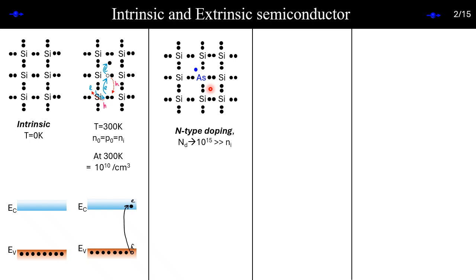Do you agree or not? Okay, if this is free then it will become a free electron. Okay, that means how much energy is needed? What do you call that energy? Ionization energy.